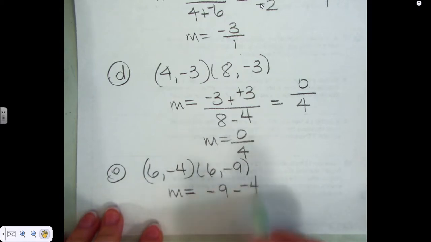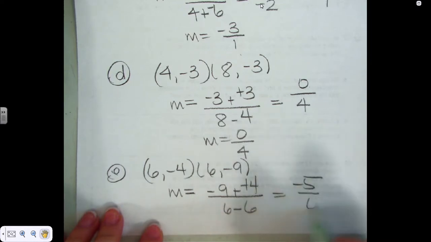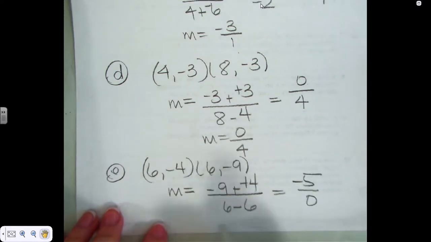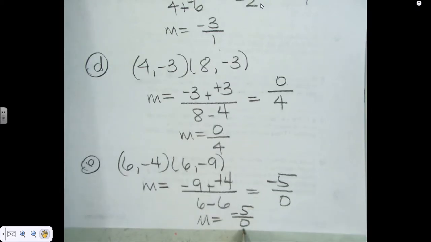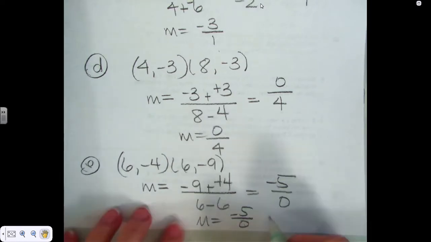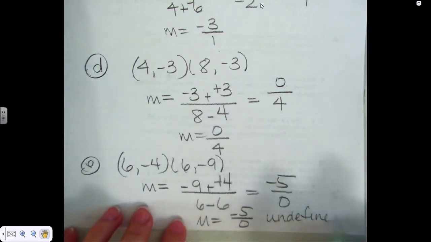Negative 9 minus a negative 4, over 6 minus 6. This gives you negative 5 over 0. Now going back to what you learned in 3rd grade, can you have 0 in the denominator of a fraction? Hopefully you're saying no, you can't. I can't cut a pizza into 5 pieces if I don't have a pizza to cut, which is basically what fractions are. I don't have anything, so therefore I can't have this. This is called an undefined slope, which we will talk about more tomorrow.